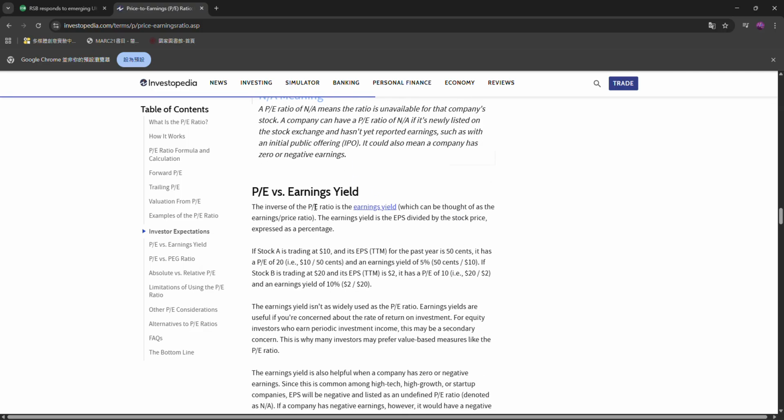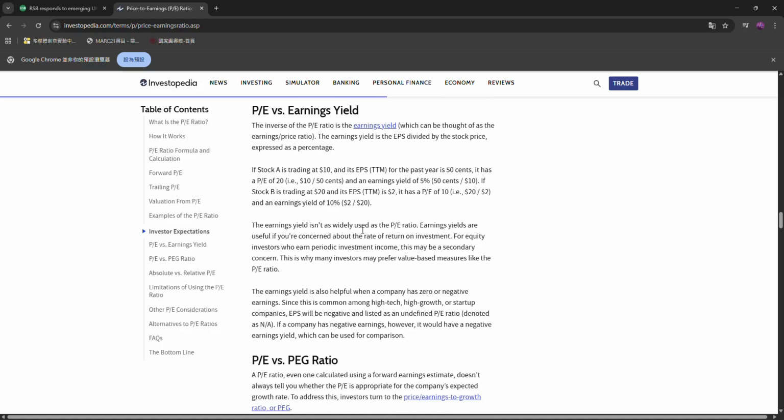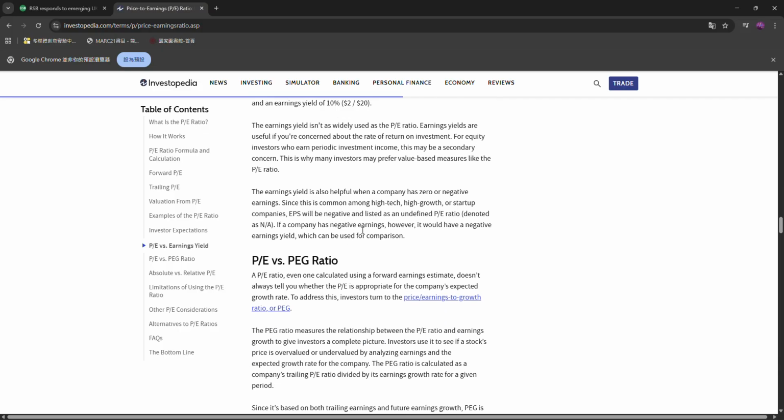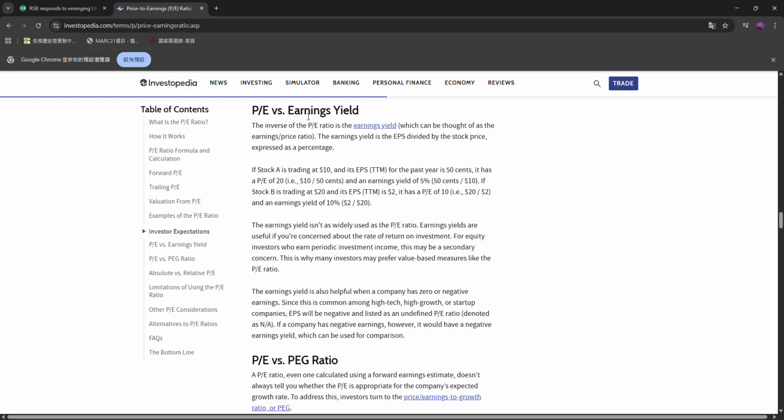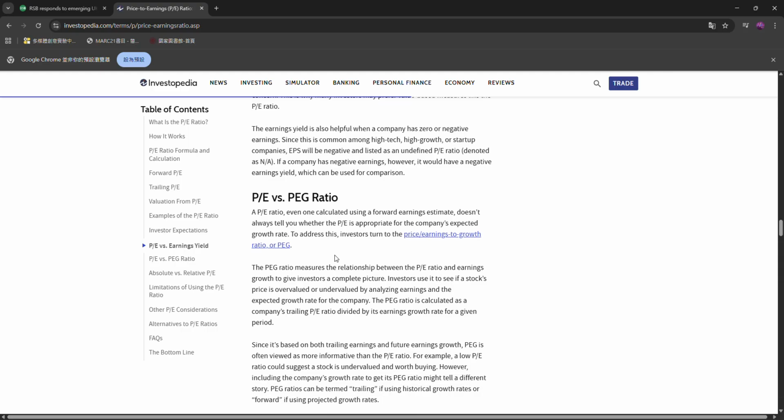PE vs earnings yield. The inverse of the PE ratio is the earnings yield, which can be thought of as the earnings price ratio. The earnings yield is the EPS divided by the stock price, expressed as a percentage. PE vs PEG ratios.